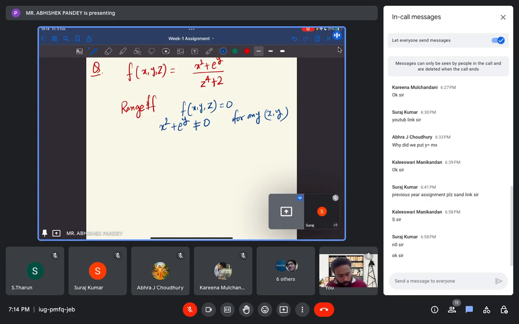Now the next thing is, one more thing. This all x comma y comma z belongs to R3. First of all, this z to the power 4 plus 2 cannot be 0 also. So this is defined for every z. So z can vary from minus infinity to infinity.